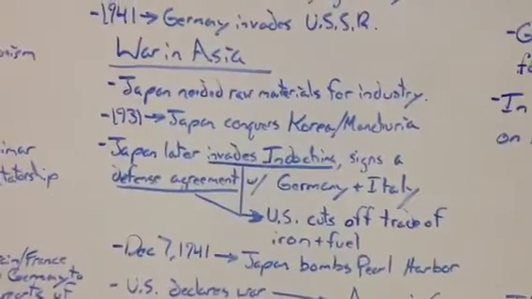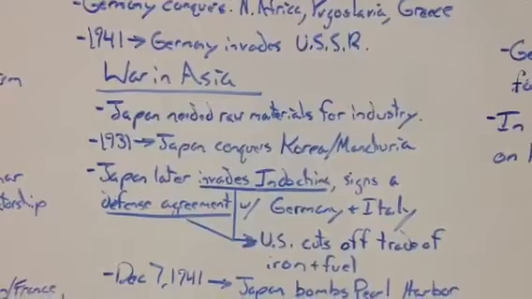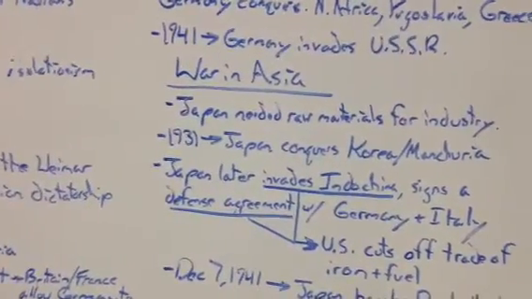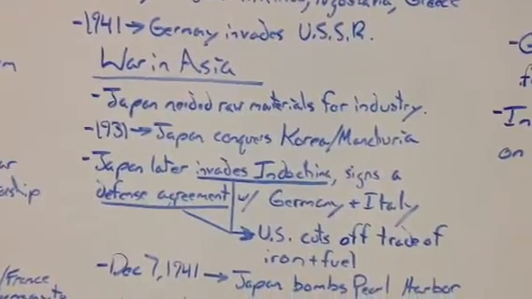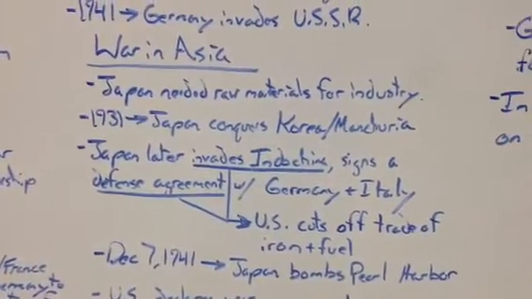Meanwhile, in Asia, Japan has its own needs and its own problems. They need raw materials to keep their industry going. They have virtually nothing in the Japanese islands. And so they proceed down the path of war. In 1931, Japan invades Korea and Manchuria. Later on, that's not enough, and they invade Indochina.